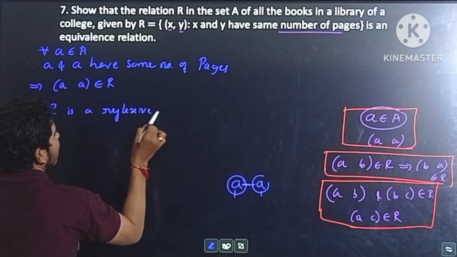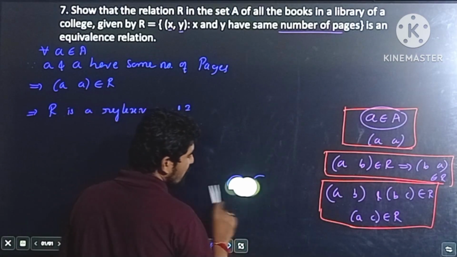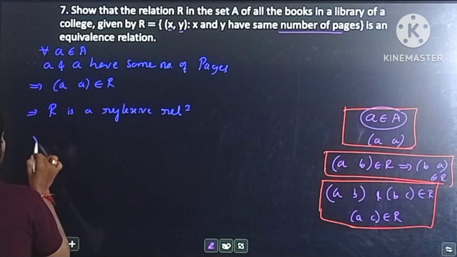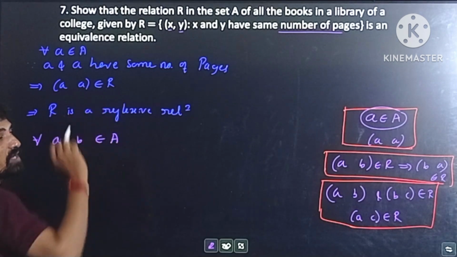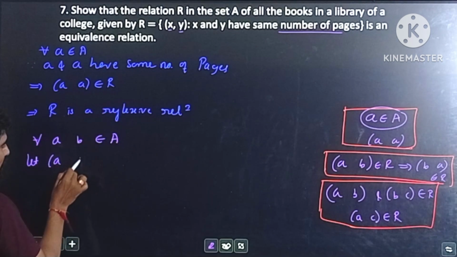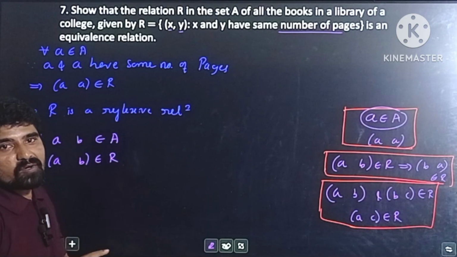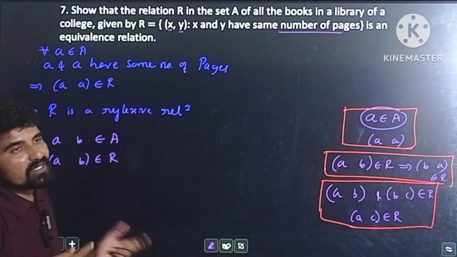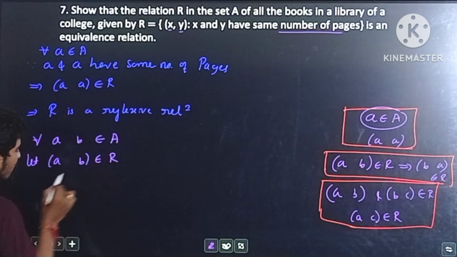Now we need to prove that this is a symmetric relation. For that, consider two books, for example a and b, which are taken from the defined set A. Let us consider the pair (a, b) belonging to the relation R. Now we need to check whether its reverse order (b, a) exists in R. If it exists, then it is symmetric. If it doesn't exist, it is not symmetric. So here we considered the pair (a, b) in R.